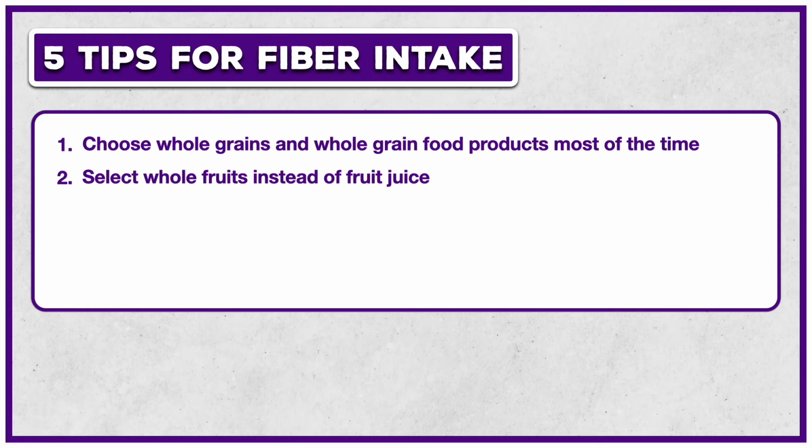The second one is to select whole fruits instead of fruit juice. That's because the whole fruit contains fiber, and the juicing process takes the fiber out. Blending fruits in a way that retains the fiber, as you would when making a smoothie, is perfectly fine.